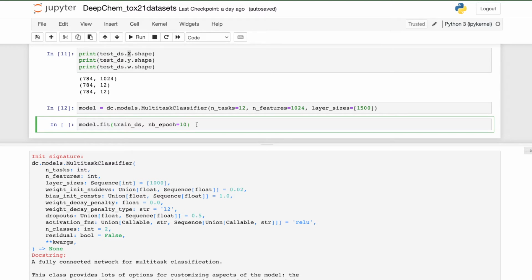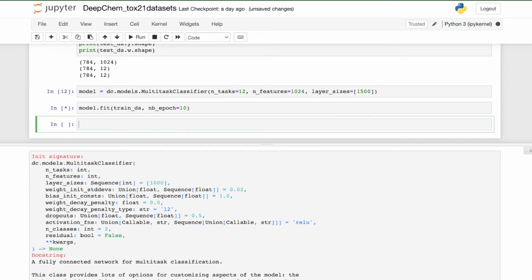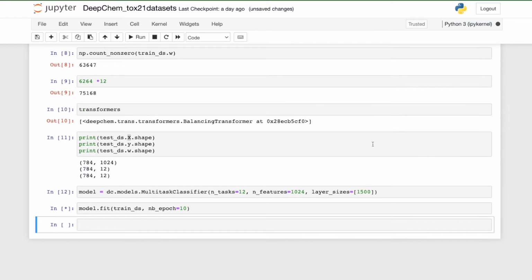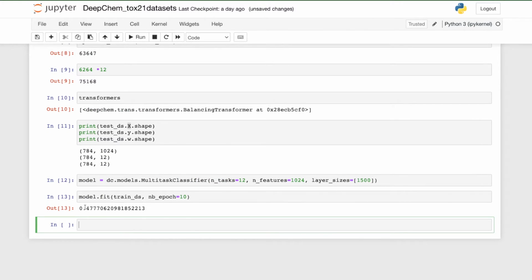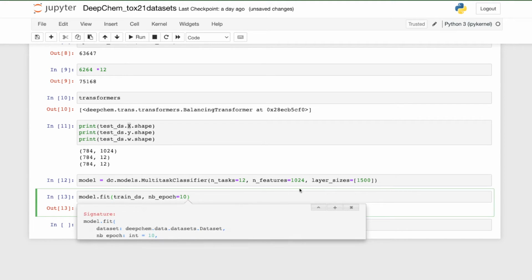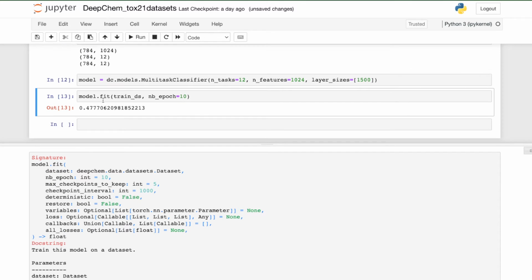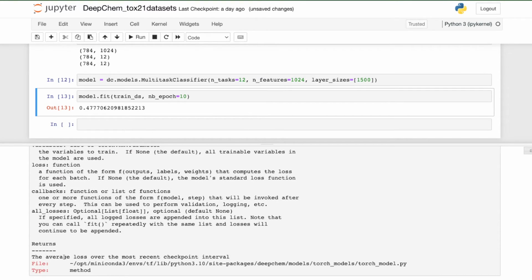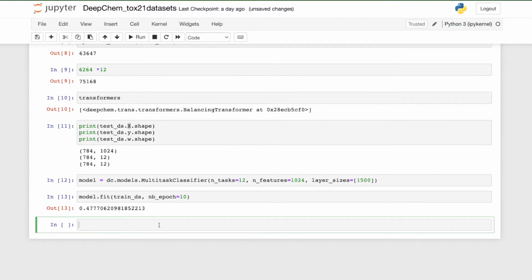Okay, so let's do this. It will take a couple of seconds. It's not that compute intensive. Okay, so our loss turns out to be 0.477. The output is the average loss over the most recent checkpoint interval. So that's 0.47, which seems pretty good. Might be overfitting the model. So let's evaluate our model.